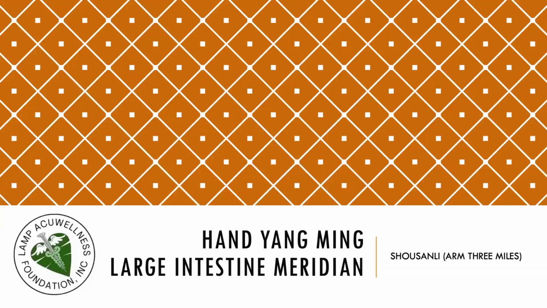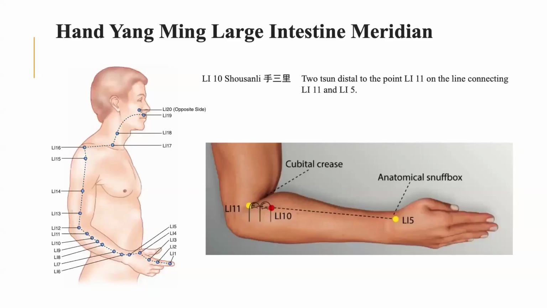Let's now discuss the acupuncture point Shou-San-Li, or the arm 3 miles of the hand-yang ming, meaning large intestine meridian. Shou-San-Li, or LI10, is located 2 cun distal to LI11 on the line connecting LI11 and LI5.